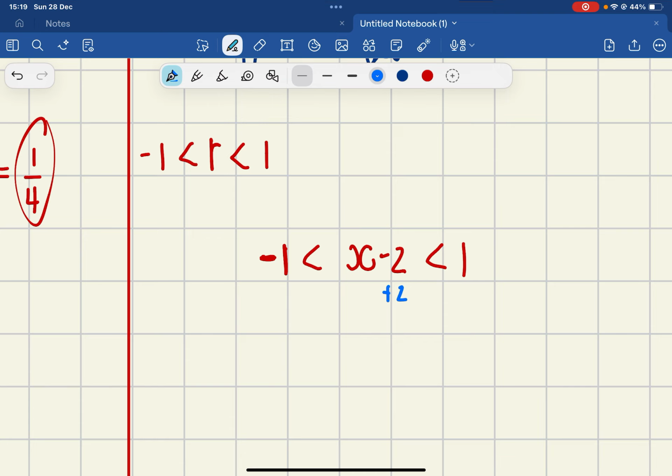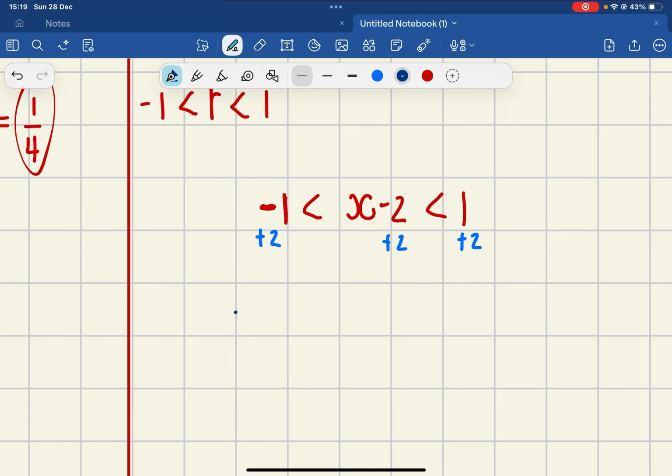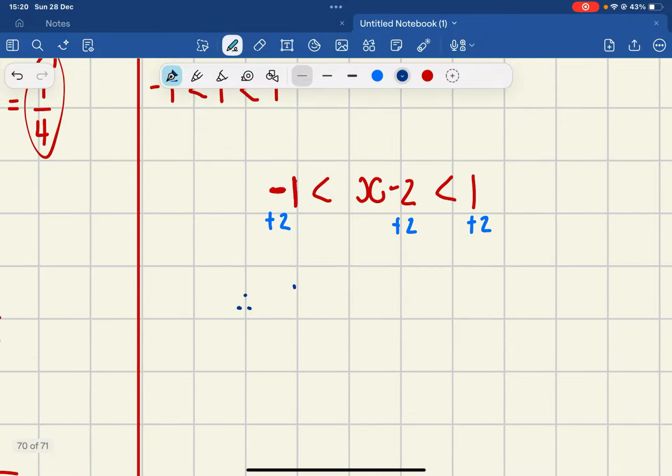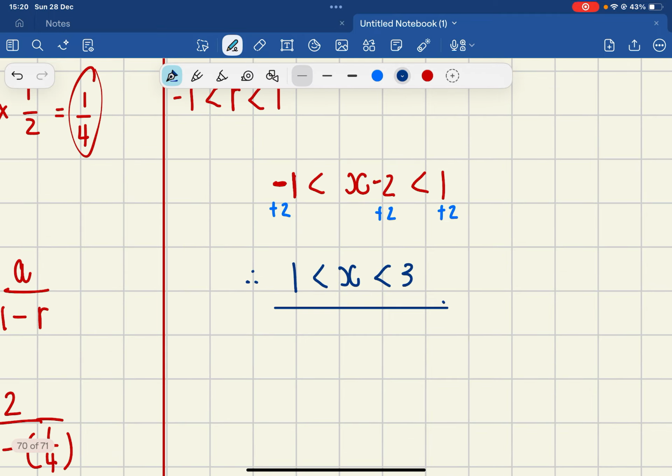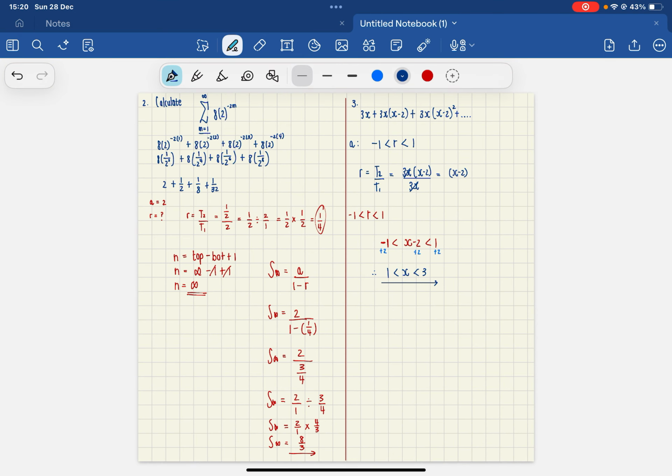So what I would do here is add 2, add 2, add 2, so that we can isolate x. And therefore, we would have here, negative 1 plus 2 is 1, less than x, less than 3. So this series would converge when x is greater than 1 but less than 3. Okay, that's your first answer for this type of question.